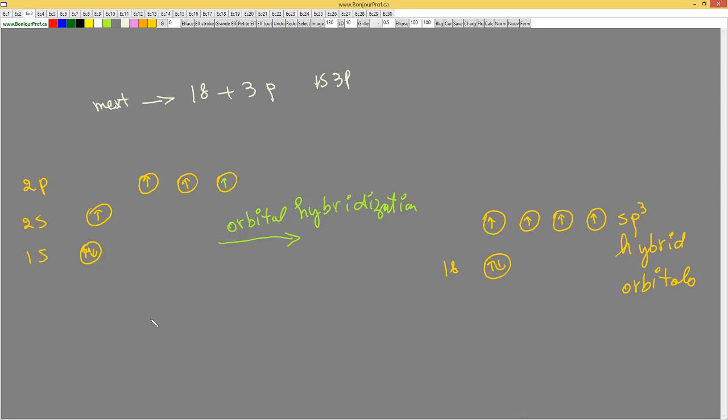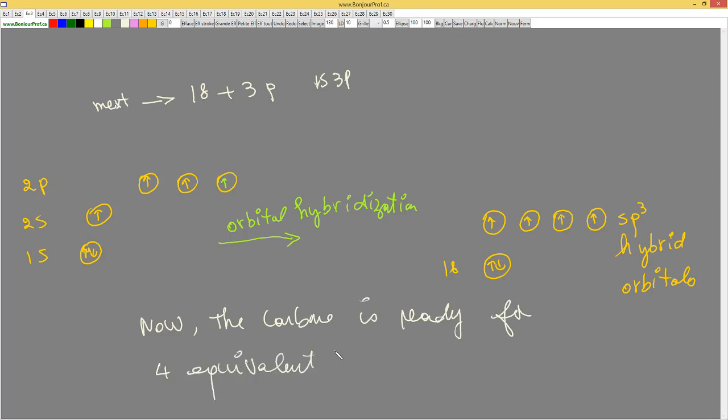We have the situation. Now the carbon is ready for 4 equivalent bonds with hydrogens. For example, it can be anything with hydrogens, for example. And this is why CH4 exists, and CH4 is very stable. It is one of the main components of natural gas that we use to burn.